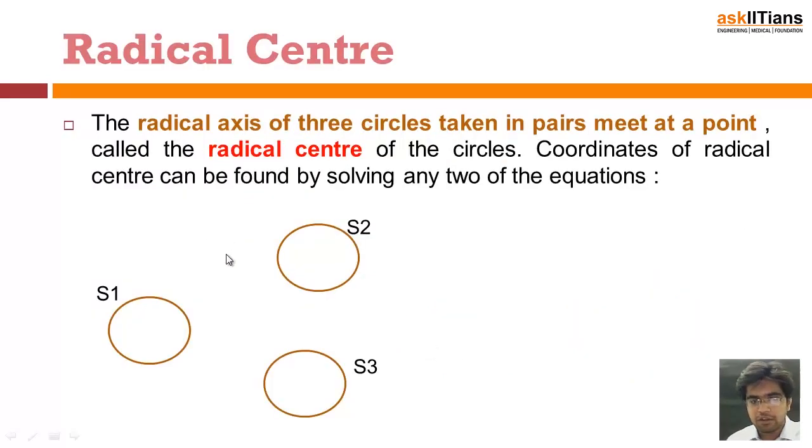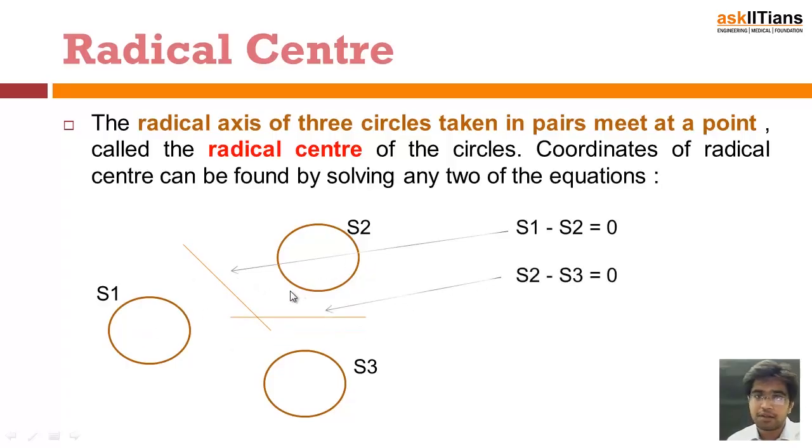Again, I have three circles, that is a system of circles. Suppose S1 minus S2 gives me the radical axis of S1 and S2. S2 minus S3 gives me another radical axis. So the point of intersection of these two radical axes is the radical center. The point of intersection of radical axes is the radical center.